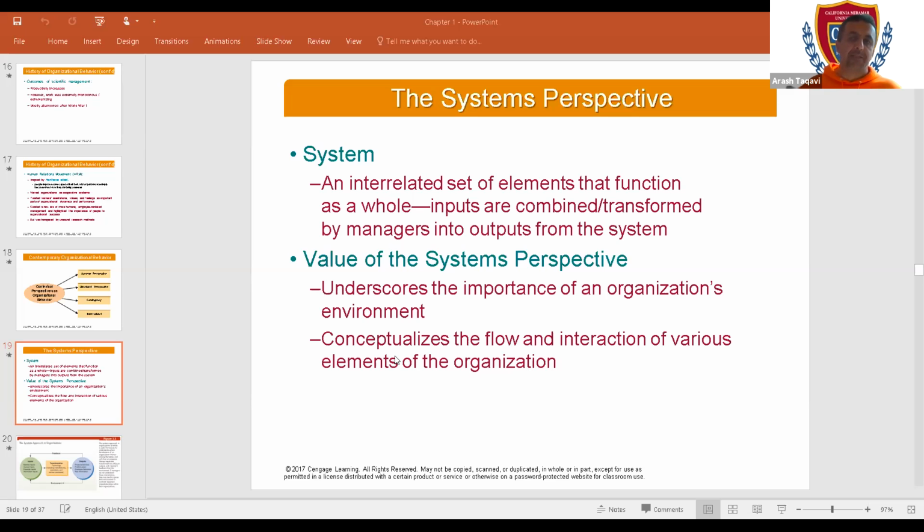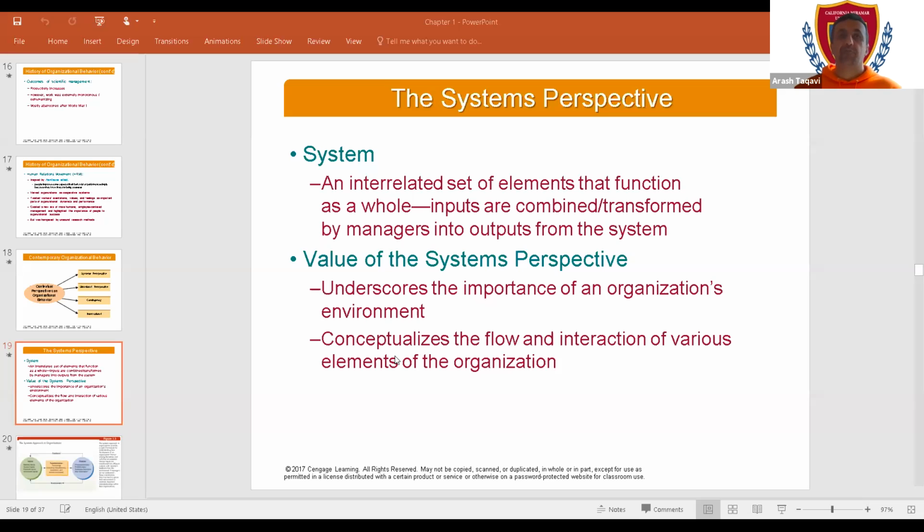An interrelated set of elements, not one element, a set of elements, and they are interrelated, two keywords, interrelated set, that function as a whole, three, whole. Inputs are combined, transformed by managers into output from the system. So an interrelated set of elements that function as a whole, inputs are combined, transformed by managers into output from the system.